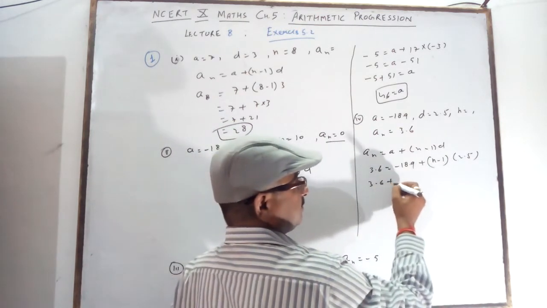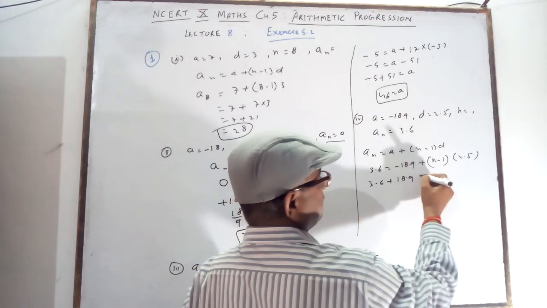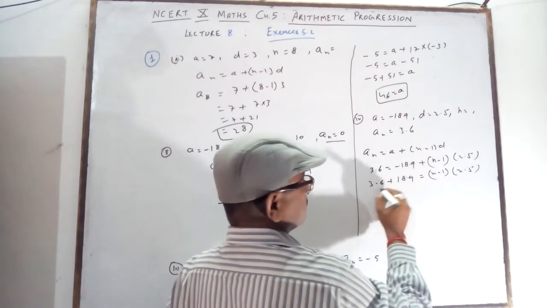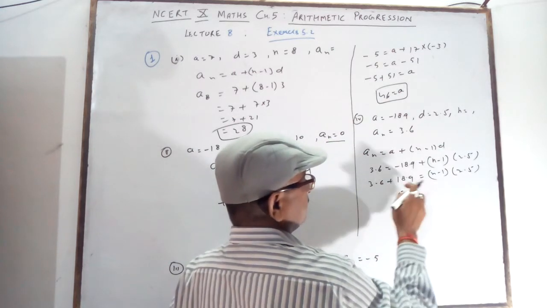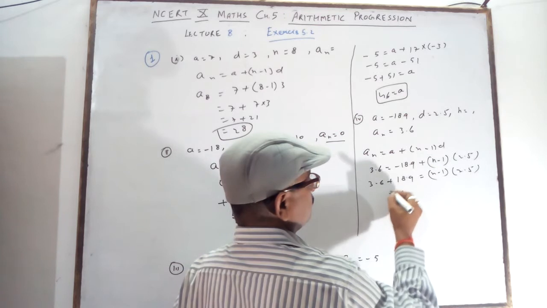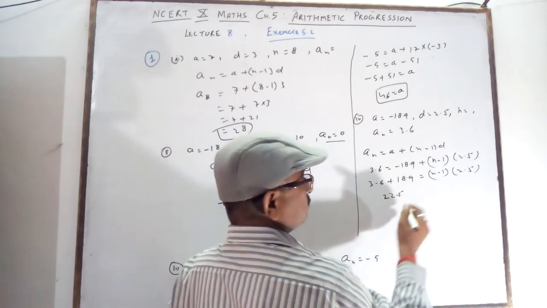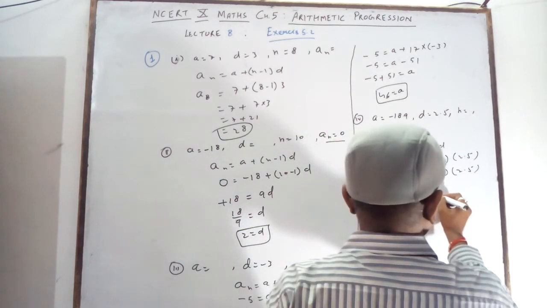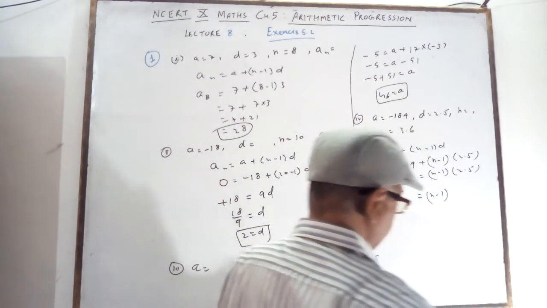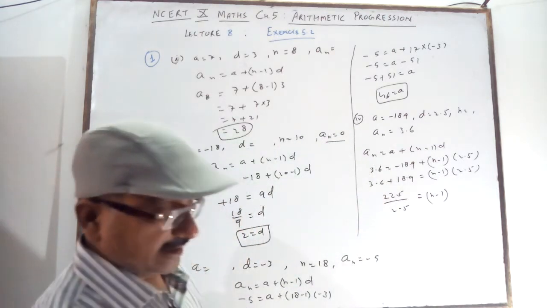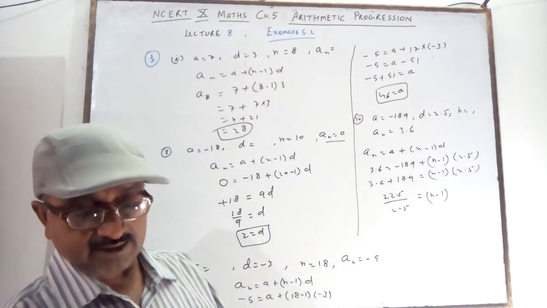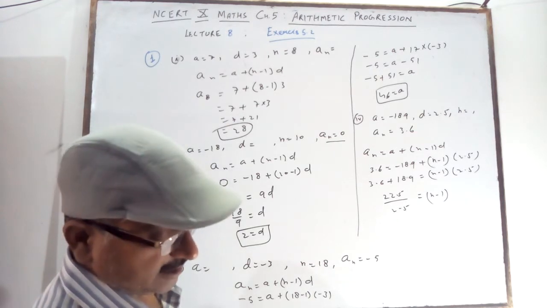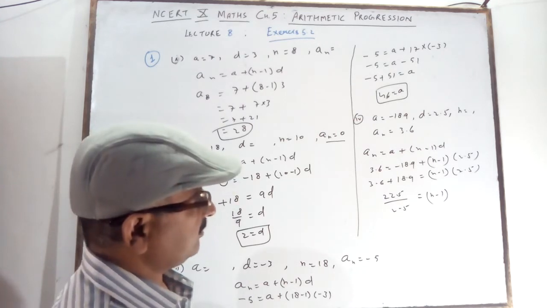Transpose: 3.6 plus 18.9 is equal to N minus 1 into 2.5. So 22.5 upon 2.5 is equal to N minus 1. That you are seeing in the solution. Now remove the decimal point, and by removing the point, what will you get?